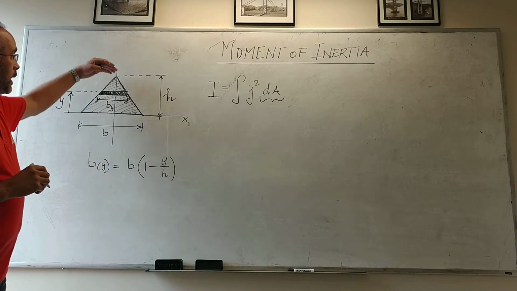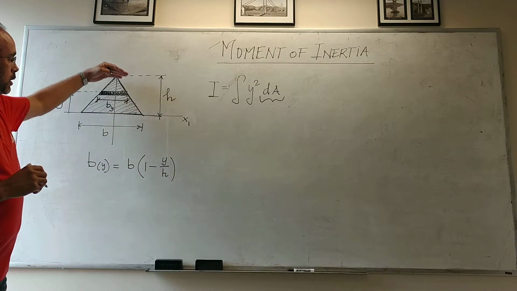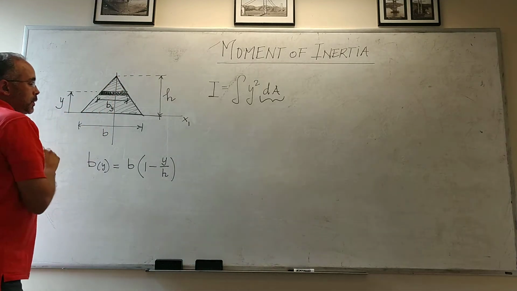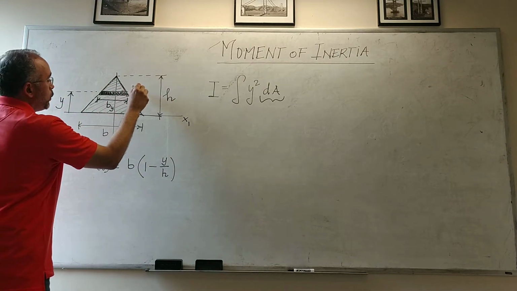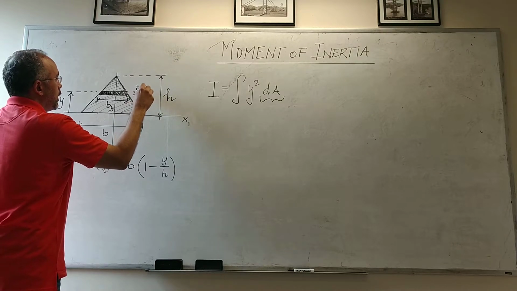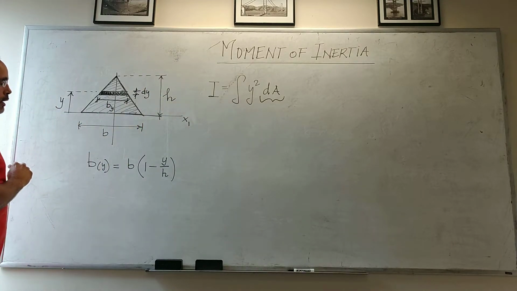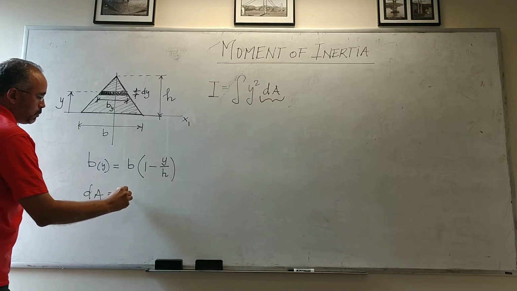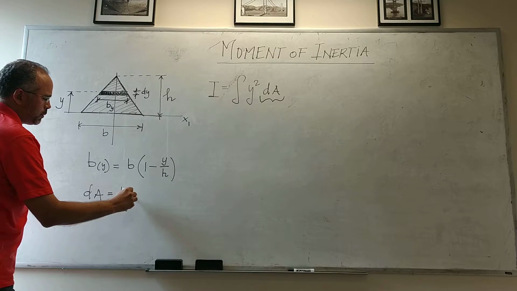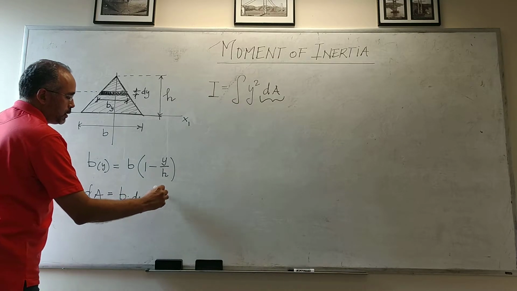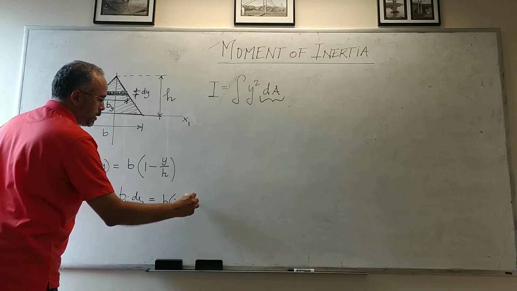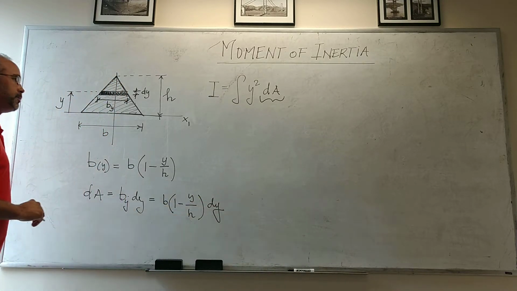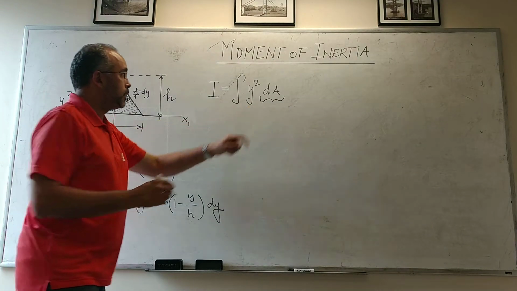When y is h, then b of y is 0. That's b of y, and then the width of this differential element is dy. So our differential area element is b of y times dy. It's equal to b times 1 minus y over h times dy. That goes in there.